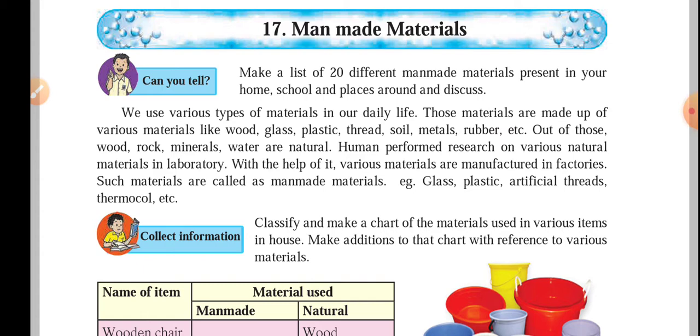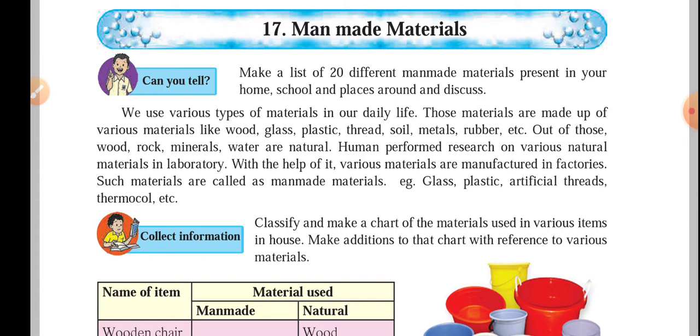Today we are going to see Maharashtra State Board Class 8 Science Chapter number 17, Man-Made Materials. As we know, in our daily life we are using different kinds of materials and different articles. They are made up of wood, plastics or other materials. In that, the major category when we think is nothing but man-made materials.